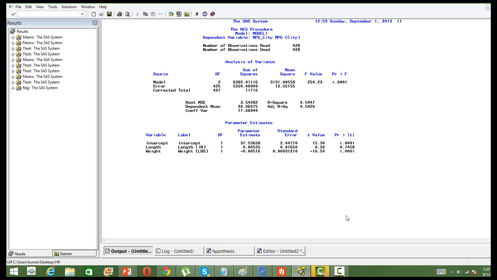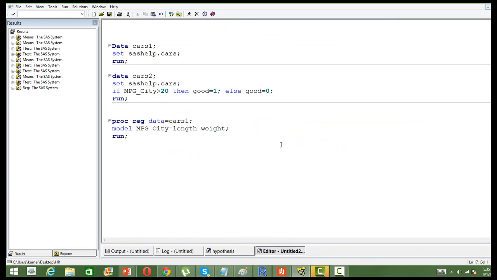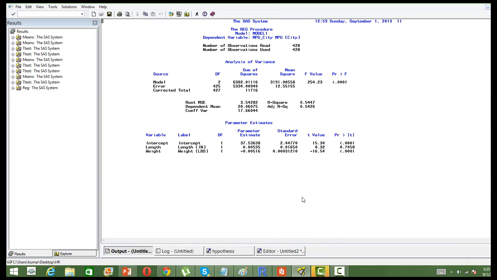When you talk about variables, you mean these data, right? Yes, length and weight. There also we had tried it out. Maybe I'm just repeating it. Anyway, this is multiple linear regression. Now you go to the output and see.